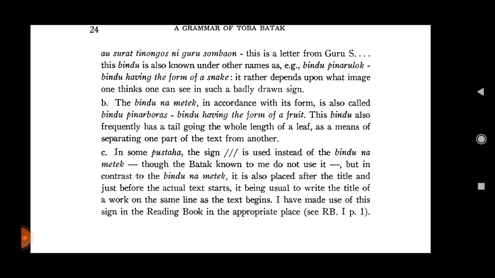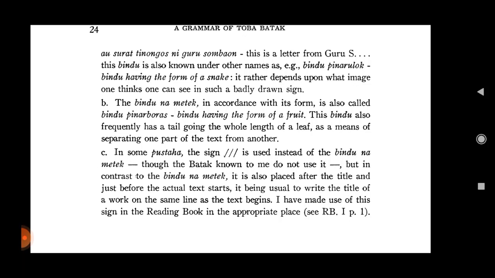This bindu is also known under other names, igi bindu pinagulok, bindu having the form of a snake. It rather depends upon what image one thinks one can see in such a badly drawn sign. The bindu nametek, in accordance with its form, is called bindu pinagboras. The bindu have the form of a fruit. The bindu also frequently has a tail, the whole length of a leaf, as a means of separating one part of the text from another.